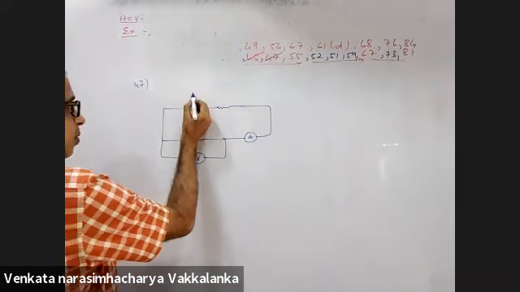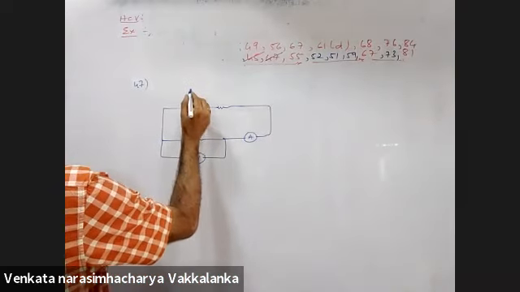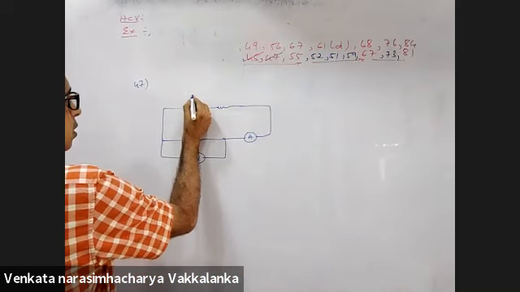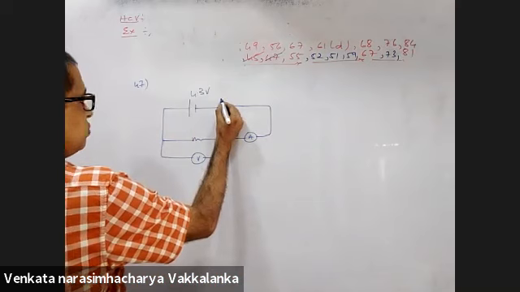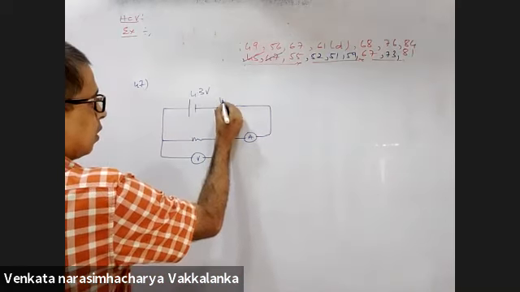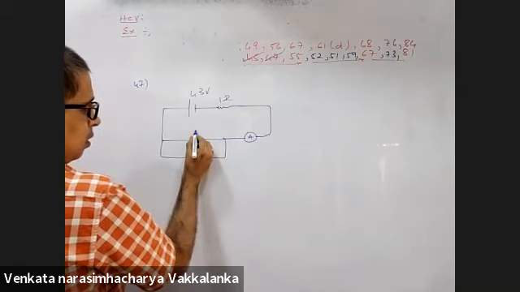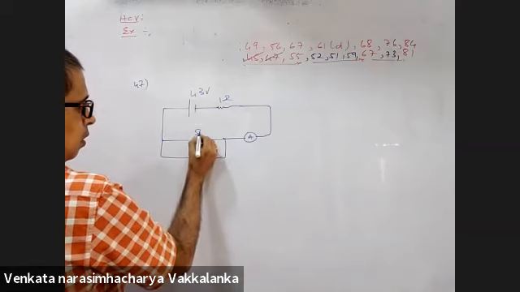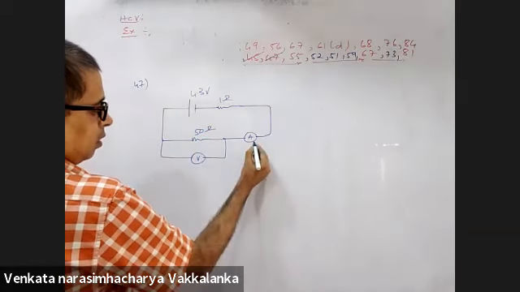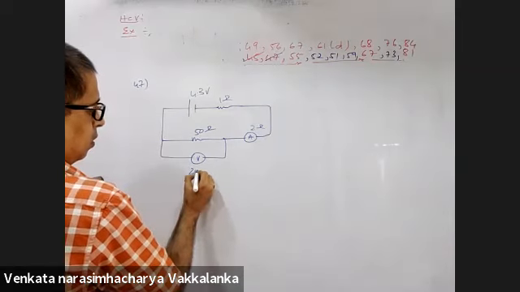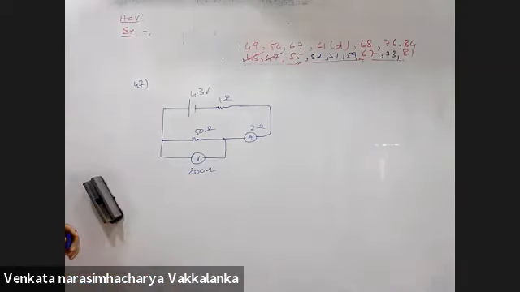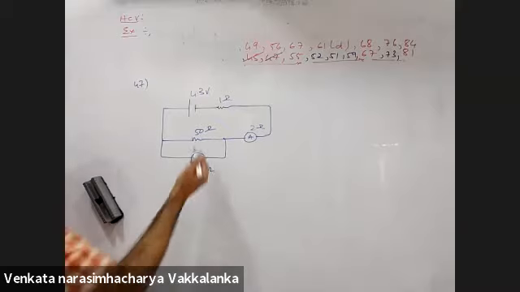Help me out with the values, please. Battery voltage: 4.3 volts. Internal resistance: 1 ohm. 50 ohms. 2 ohms. 200 ohms. What has it asked? Ammeter and voltmeter readings. Find the readings of the two meters. Yes, sir.